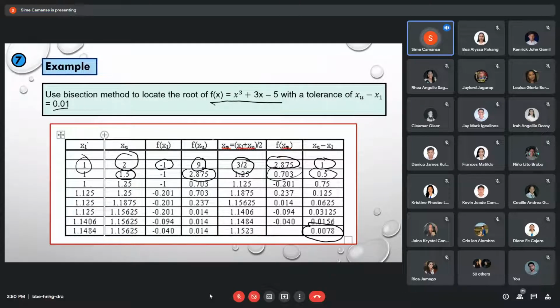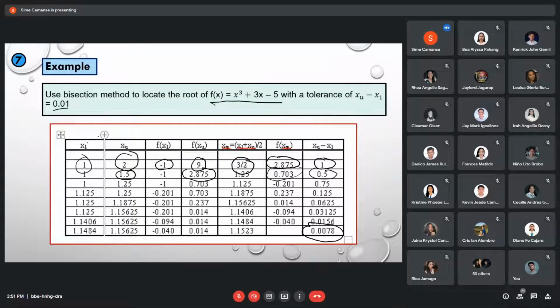Okay. Now, that is all about the bisection method. You should expect that next meeting, on Thursday, we will have another quiz. So that is our quiz number 2. It is easy. All your knowledge about math will be used. Okay?